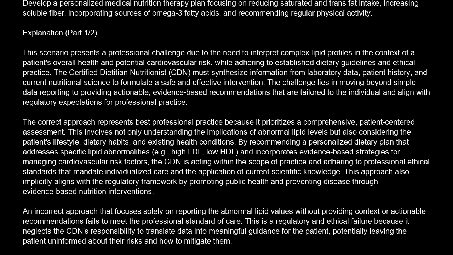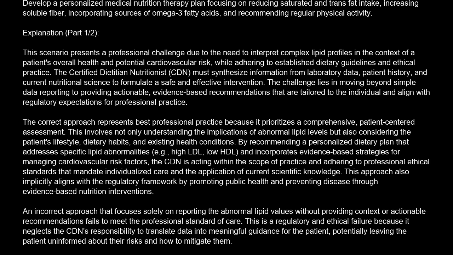Correct answer is B. Develop a personalized medical nutrition therapy plan focusing on reducing saturated and trans fat intake, increasing soluble fiber, incorporating sources of omega-3 fatty acids, and recommending regular physical activity. Explanation. This scenario presents a professional challenge due to the need to interpret complex lipid profiles in the context of patients' overall health and potential cardiovascular risk, while adhering to established dietary guidelines and ethical practice.